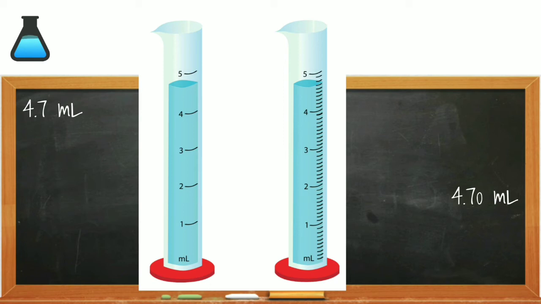So what's really interesting is that in math and in chemistry, these quantities are the same, right? 7/10 is the same as 70/100, but the precision of each of these measurements is different. And so we can tell from 4.70 that we have a better instrument than we have with 4.7.